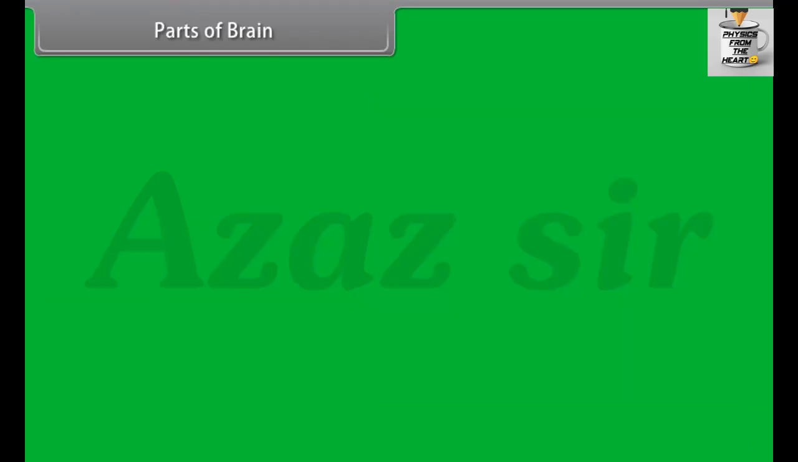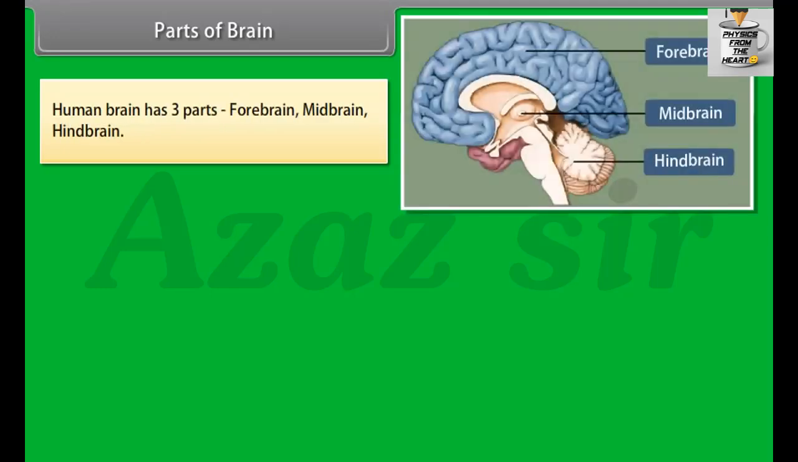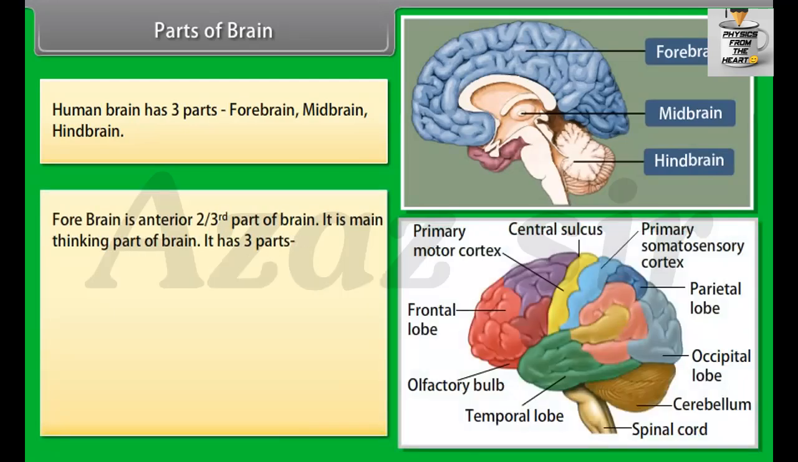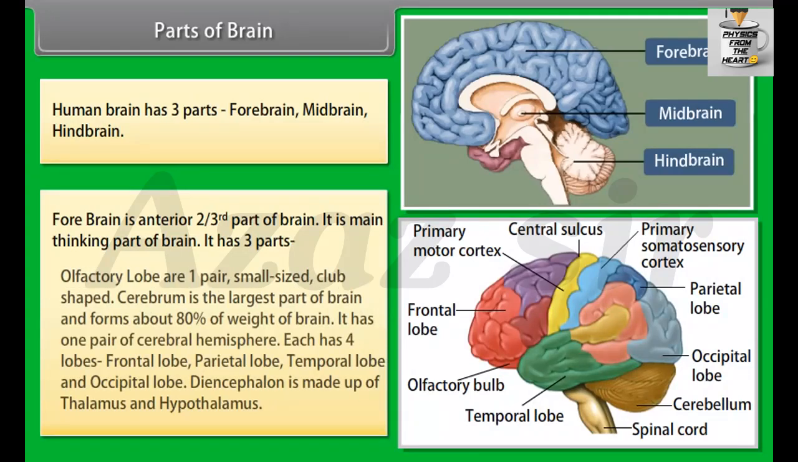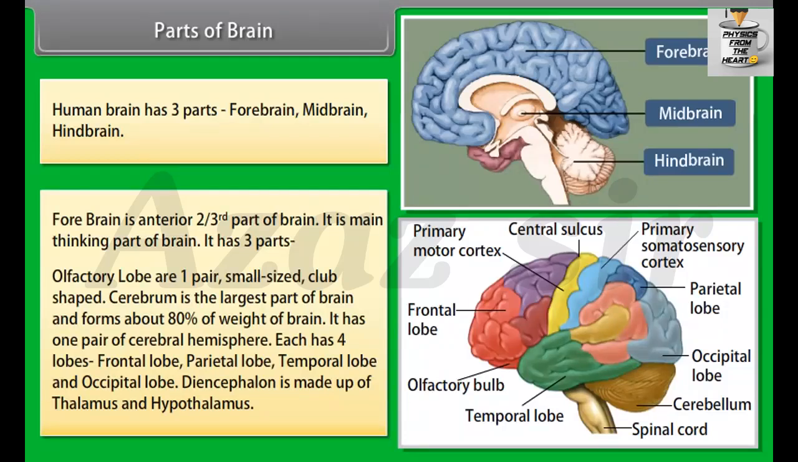Parts of brain. Human brain has 3 parts: forebrain, midbrain, hindbrain. Forebrain is the anterior, 2/3 part of brain. It is the main thinking part of brain. It has 3 parts. Olfactory lobes are 1 pair, small-sized, club-shaped. Cerebrum is the largest part of brain and forms about 80% of weight of brain. It has 1 pair of cerebral hemispheres. Each has 4 lobes: frontal lobe, parietal lobe, temporal lobe, and occipital lobe.